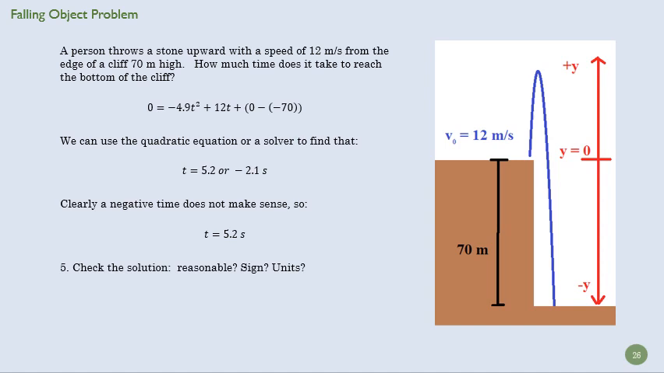And then our last step is always to check. Sign, does that make sense? Yeah, we talked about sign. Units, this was a relatively easy units problem because there were no conversions involved. We had meters per second squared, meters per second, and meters. And so we know that because we're in base units, our answer is going to come out in base units. So we're in good shape there.